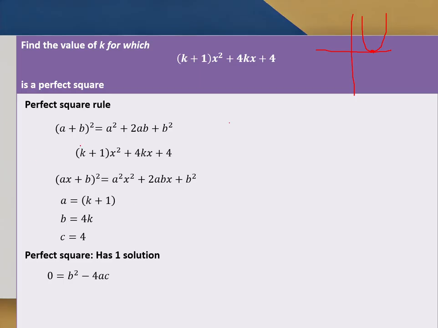So I'm going to put in my values for b, a, and c now into this equation. So b is 4k, a is k plus 1, and c is 4. The next step that I'm going to do is I'm then going to simplify that. So 4k squared is 16k squared. Negative 4 times 4 is negative 16, so it becomes negative 16k, take away 16.